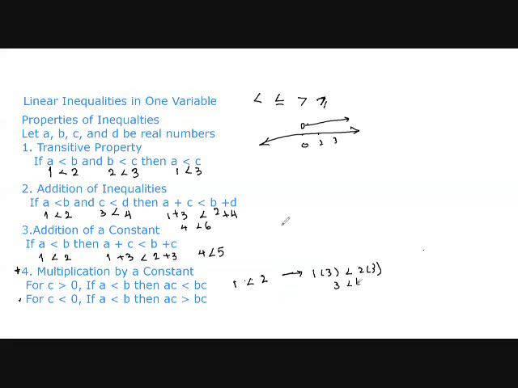Now let's see the last one. This is very important for the last condition here. If c less than 0, that means our c is all the negative real numbers. For example, a less than b. Again, we use 1 less than 2, right? Then we have to multiply c on both sides. But now c is less than 0, so we multiply by a negative number, okay?